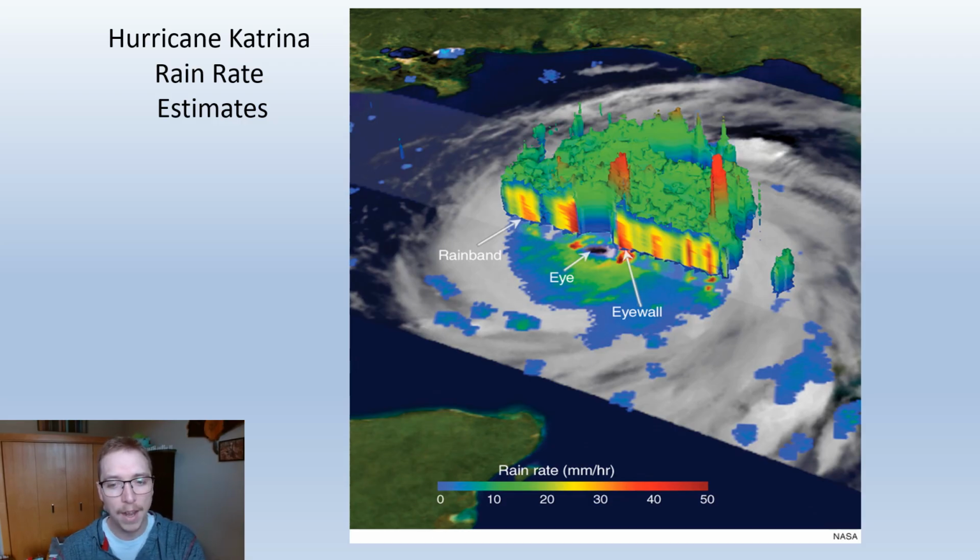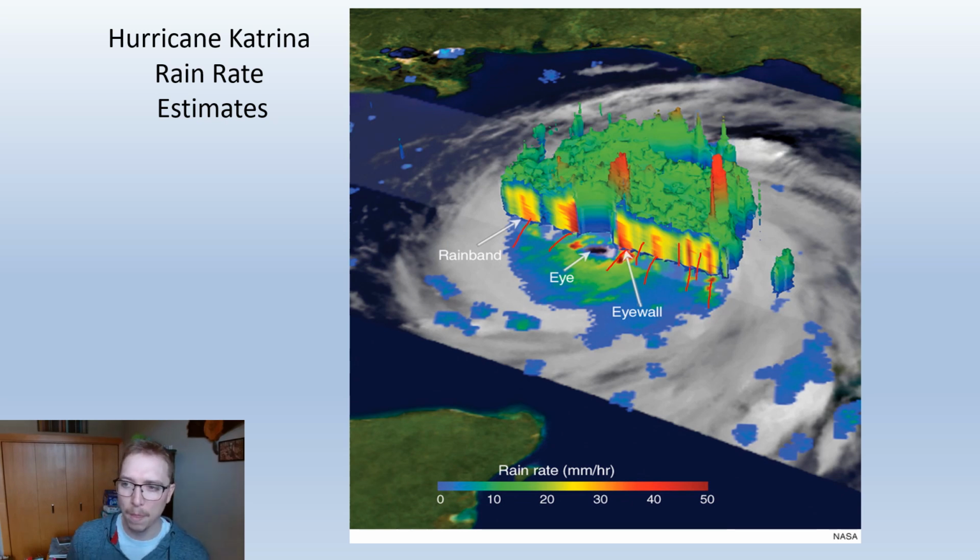So this is an idea of Hurricane Katrina. This is rain rate estimates from Hurricane Katrina, in millimeters per hour. We can see that spiraling band here, these rain bands, really well, going from right to left there. So most intense in these spiral bands, least intense in between them. We see here, here, and here.